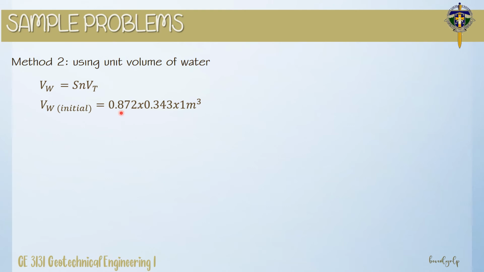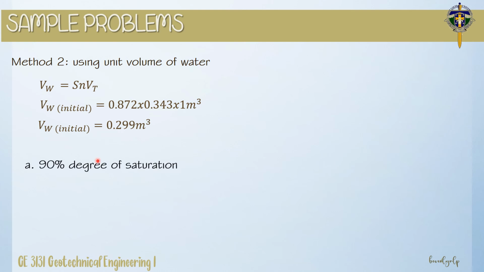Again, if you are still confused about where we got the values of S and n, we got them when we solved the second problem. Remember that this is just a continuation of that second problem. So these values were already solved, and we will be considering only 1 cubic meter of soil. Initially, we have a volume of water equal to 0.299 cubic meter.